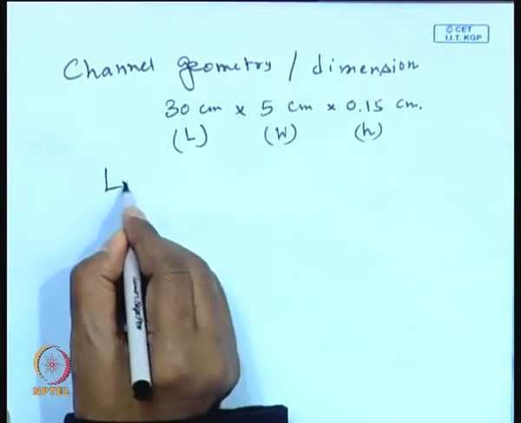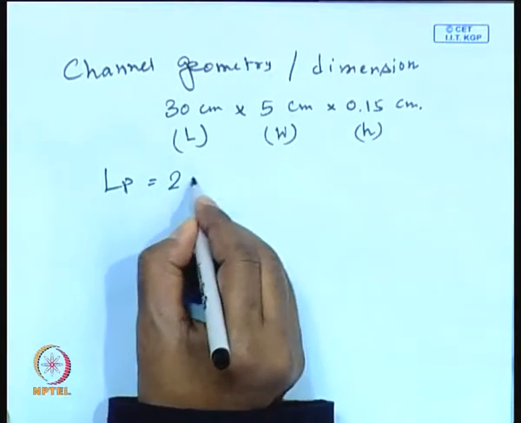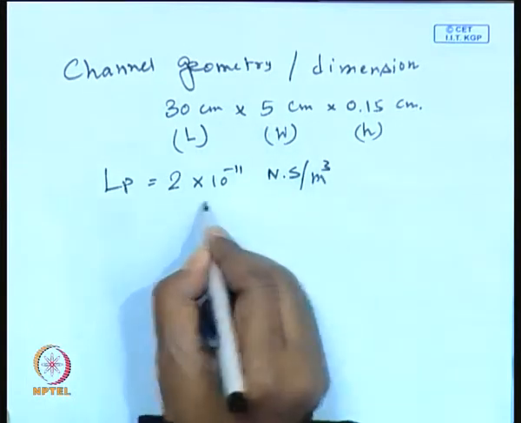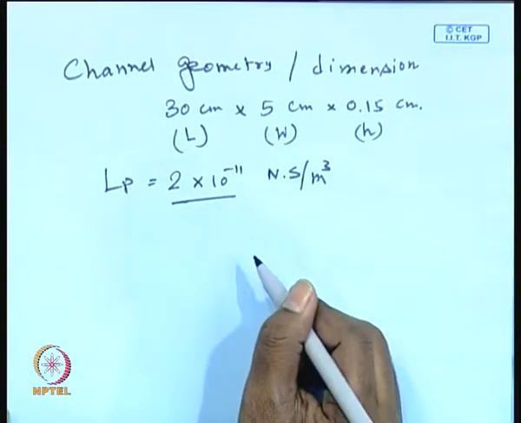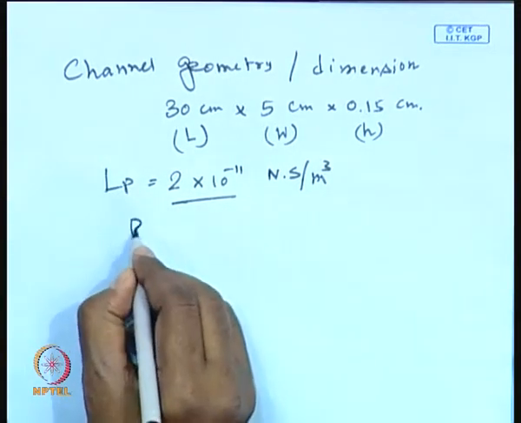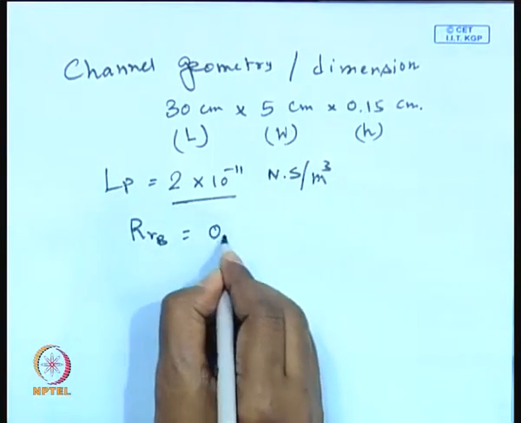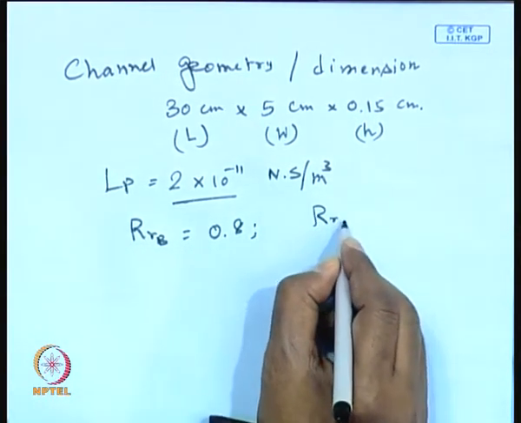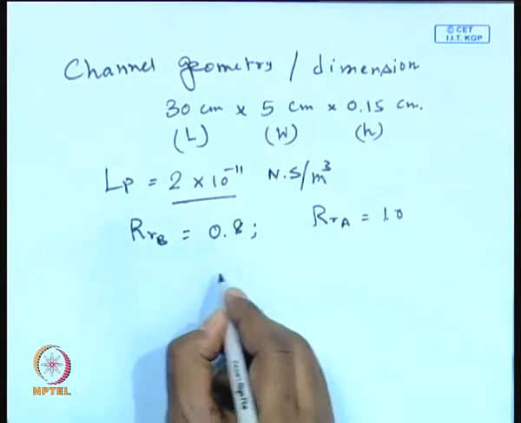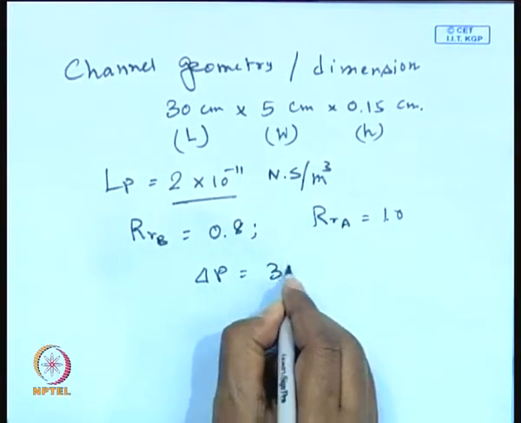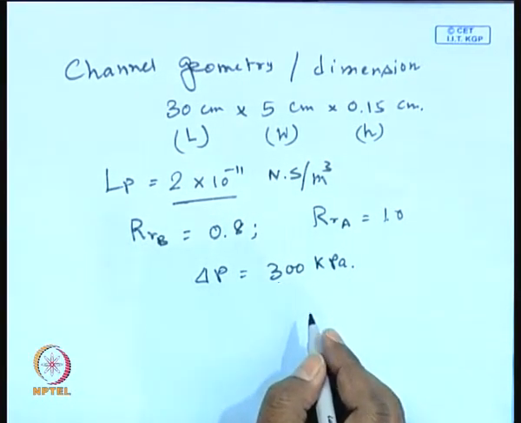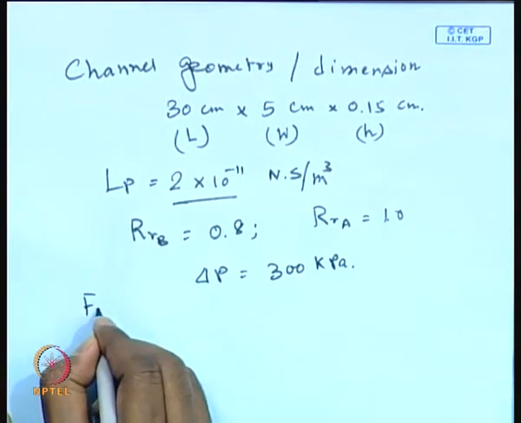The membrane permeability is given, it is 2 into 10 to the power minus 11 Newton second per meter cube. That is the typical order of magnitude of any nanofiltration membrane. The real retention of membrane for solute B is given as 0.8 and that for solute A is equal to 1 because it is completely retained by the membrane. Delta P is given as 300 kilopascal, that is the operating transmembrane pressure drop. We use film theory is valid.